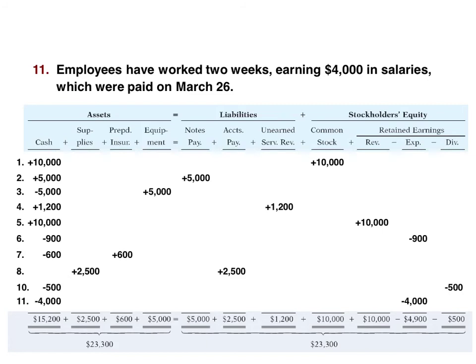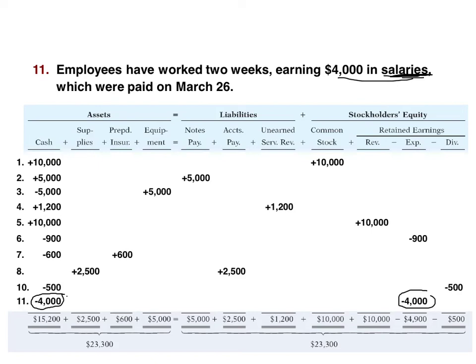And lastly, we pay the employees $4,000 in salaries. Now, they work for us. We pay them in cash, and salaries is an expense. So my cash goes down $4,000, and my expense goes up, but because it's a reduction of retained earnings, it's a negative $4,000.